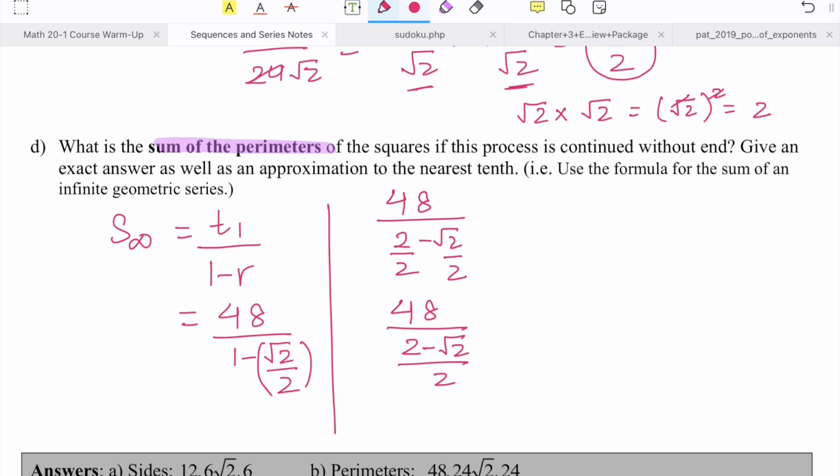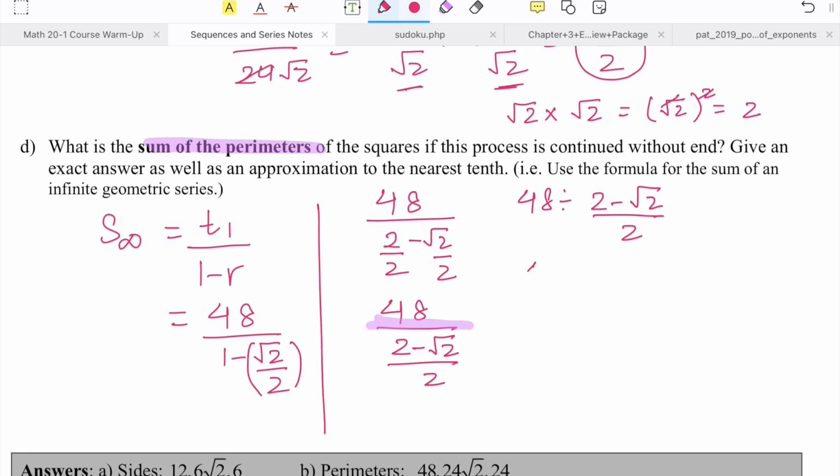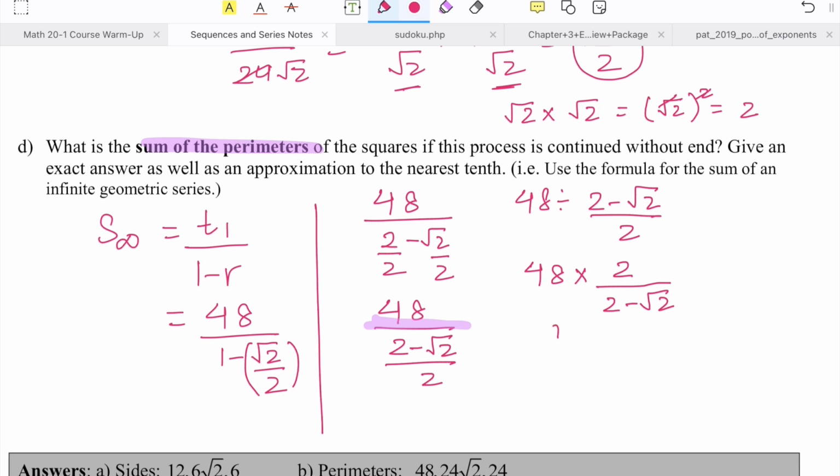Now, this is where the division is happening. So it'll be 48 divided by 2 minus root 2 over 2. Keep, change, flip. Keep 48, change the division sign to multiplication, flip the second fraction. We have this, which is just 96 over 2 minus root 2. Can we keep 2 minus root 2 in the denominator? No, we'll have to get rid of that.